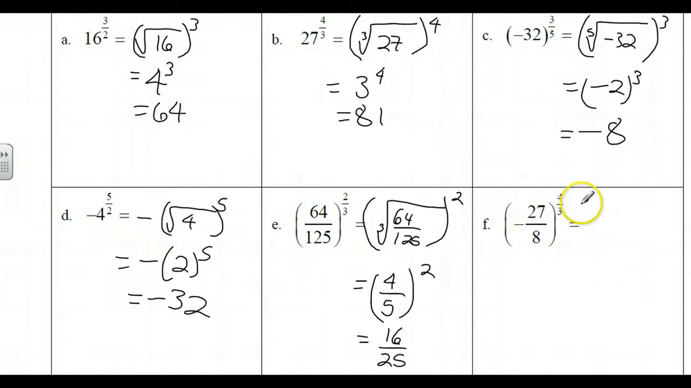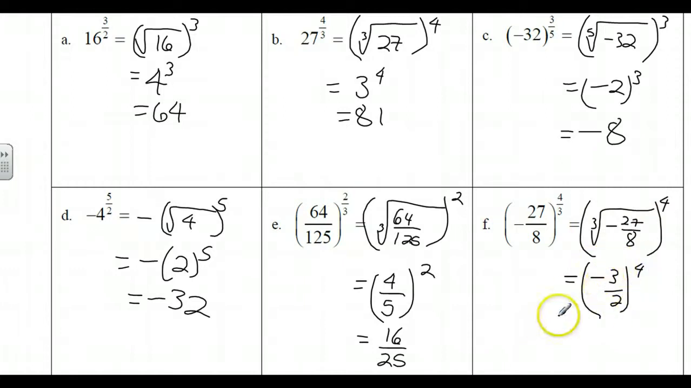And here we have a negative inside the bracket, so we are going to do the cube root of negative 27 over 8, and then raise that to the 4th power. So the cube root of a negative is negative. This will be negative 3 over 2 raised to the 4th power. This will now become positive, since when you raise a negative to an even power, the negative signs pair up to make positives, and we end up with 3 to the 4th over 2 to the 4th, or 81 over 16.